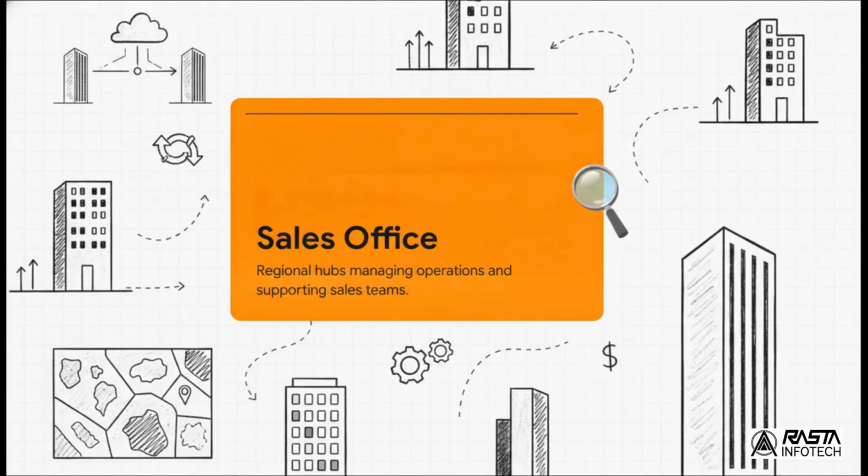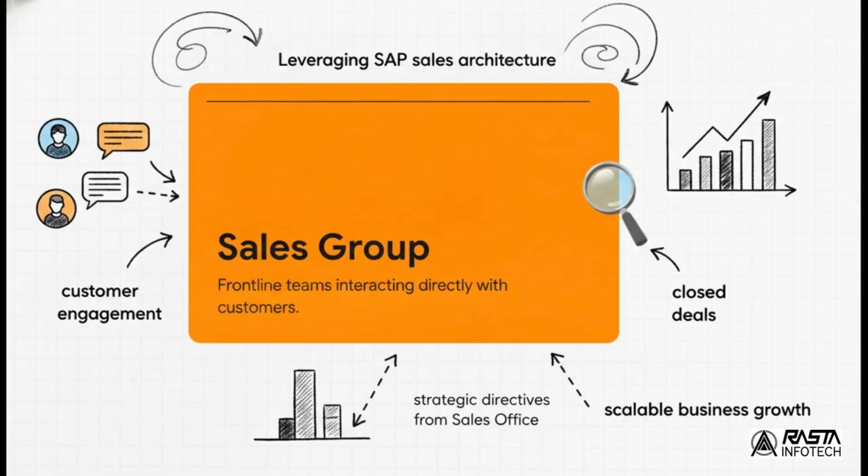Moving down a level, we have the sales office. So if the sales organization is the overarching corporate HQ, think of the sales offices as the specialized regional wings of that building. This is where the daily market operations actually happen. These hubs are strategically placed to manage regional nuances and provide direct, localized support to the sales teams operating in those specific territories. Stepping down just one more level, we hit the sales group.